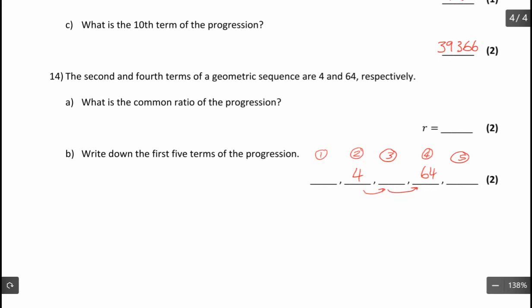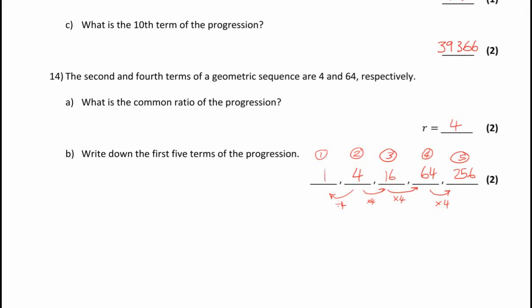Now we could just guess a number. So it's not going to be 2, because by double 8 I won't get 64. Is it going to be 4? So 4 times 4 would give me 16. Times 4 would give me 64. So yes, that works. So the common ratio is 4. And the first 5 terms of the progression, times that one by 4, that will give me 256. And if I divide that by 4 to go backwards, that will give me 1.